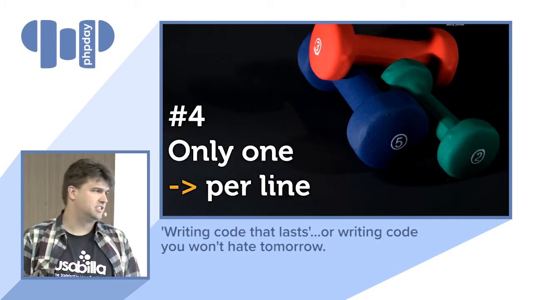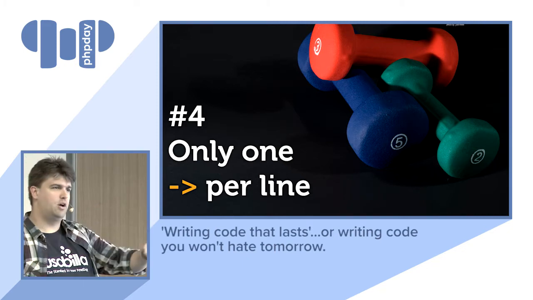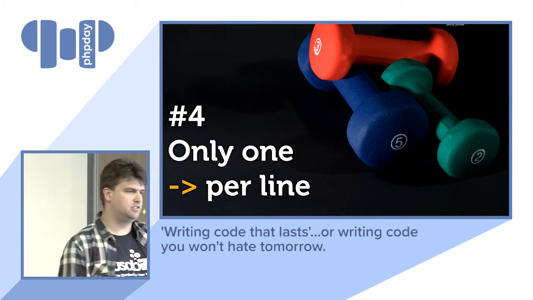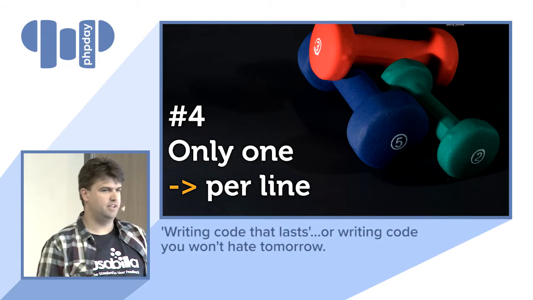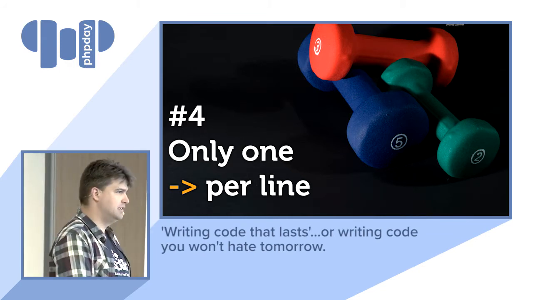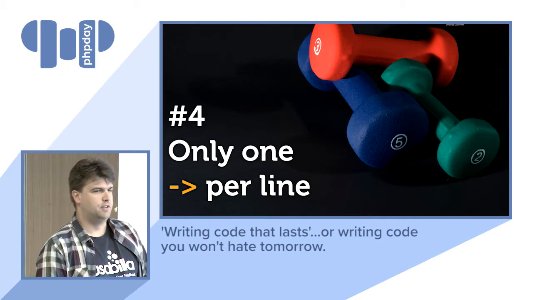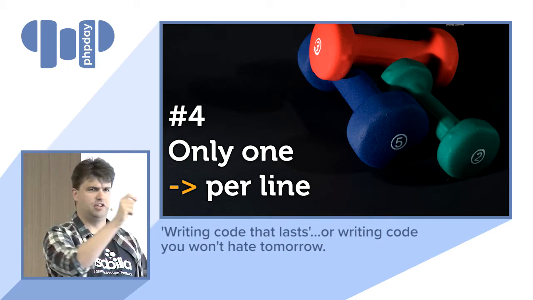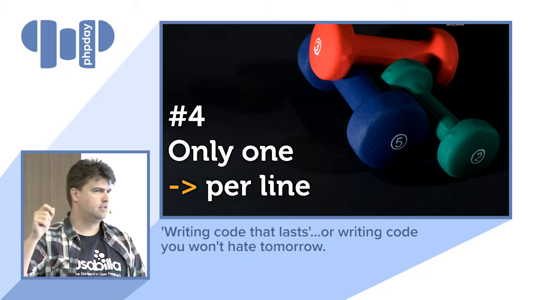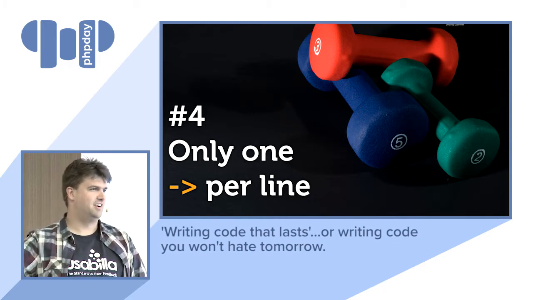Rule number four is easy. Just have one arrow per line. Now, I'm not against fluent interfaces. You can still use them. Just break a line because you want to be clear that you're calling multiple things. But what I want to avoid is, I mean, if you've ever used Symfony, you know about this, right? Symfony, get security, get token, get user. Oh yeah, nervous laughter.